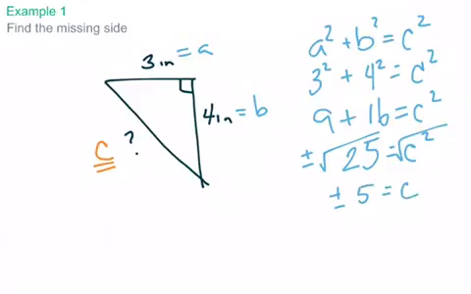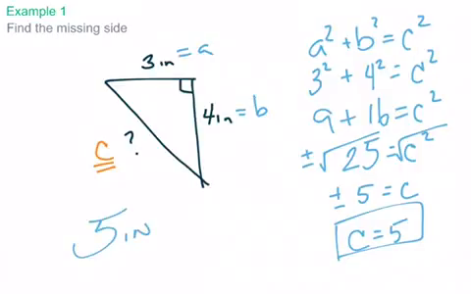Now, we're looking at the Pythagorean theorem. We're looking at a distance in this case. You know a distance is not going to be negative. Distances cannot be negative. It has to be positive. So therefore, C must equal 5. The missing side is 5 inches. Right?